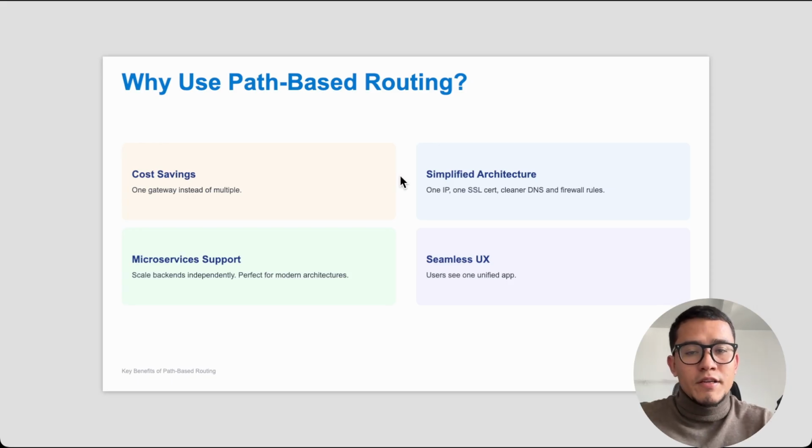Another one is simplified architecture. You only have one public IP address, one SSL certificate, one entry point. Your DNS is cleaner, your firewall rules are simpler, and troubleshooting becomes easier because you have only one entry point.